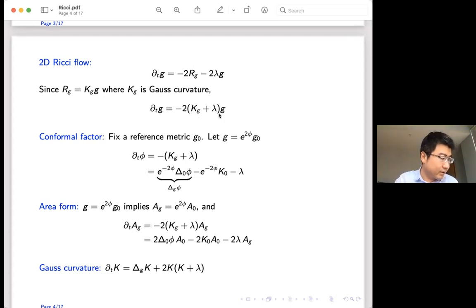What's interesting for the Ricci flow is that it can be written in four or five different forms. You can write the Ricci flow in terms of the conformal factor, or area form, or curvature. So let's first look at the conformal factor. Let's fix the reference metric, background metric, which is called G0. And we do a conformal change of G0, where phi is called the conformal factor. Since the time derivative of G is equal to the scalar thing times G, we know that the time derivative of this phi is just equal to this scalar. That's because of how you take the derivative of the exponential function.